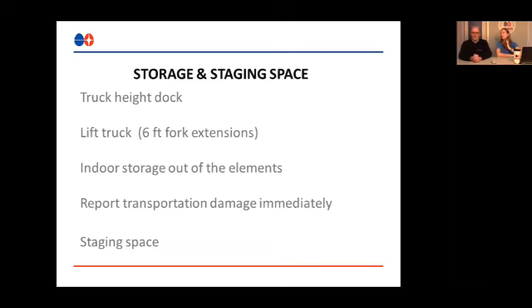For staging space, staging's a bit different than storage. We're thinking about storage in terms of the building where the site isn't quite ready, and it's going to be perhaps stored there for maybe weeks or longer.